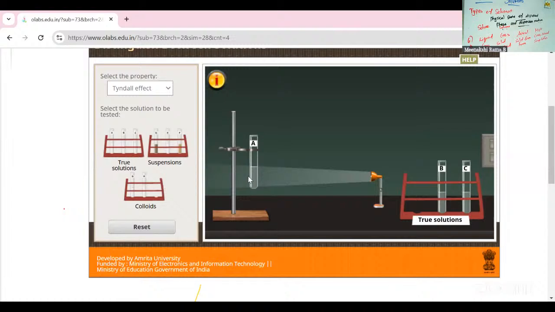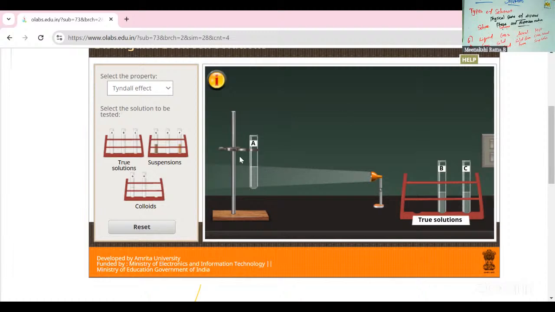Is there any identification? The light is passed through that solution. Okay, so what is the confirmation of this nature? The Tyndall effect means that when light is focused into the solution, the path of the beam becomes visible or not. It's not visible. So this is the true solution. The confirmation of a true solution is whether the light passed through the test tube is visible or not.